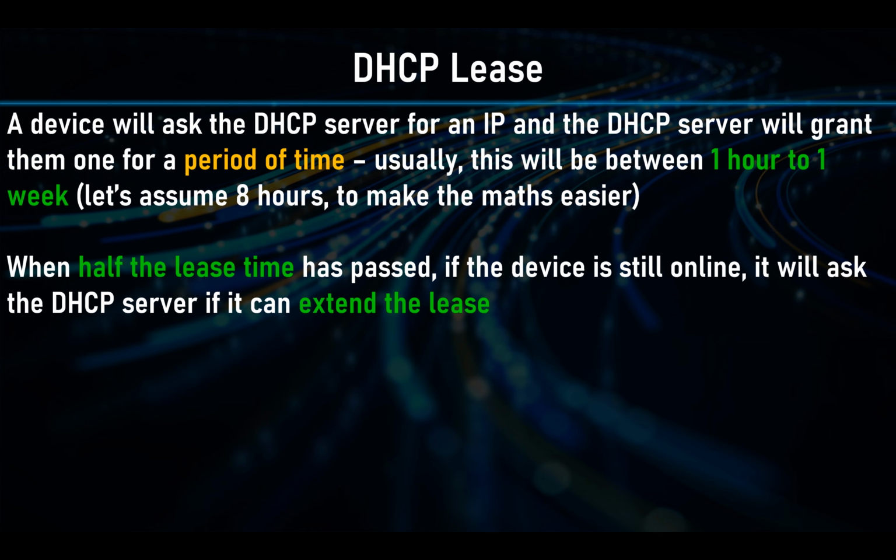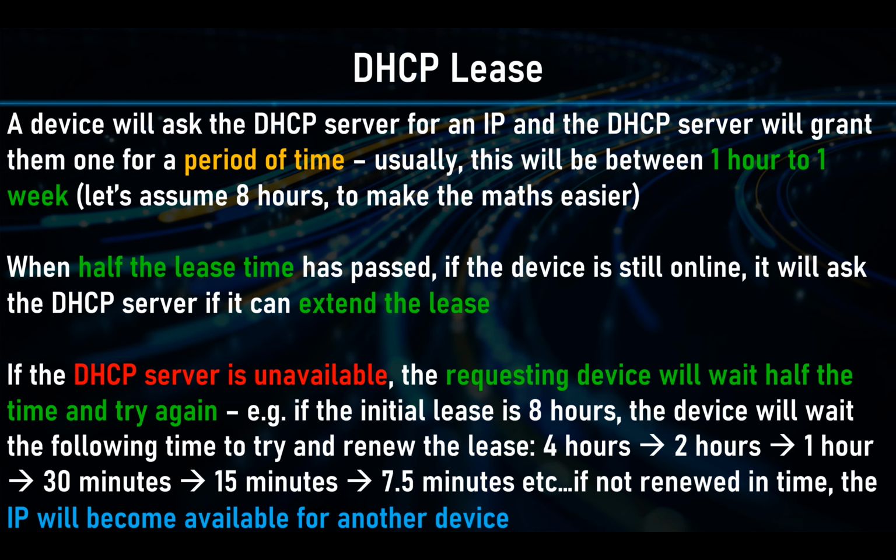I guess here we didn't really mention, although it's kind of obvious, that if the DHCP server responds yes, you can extend the lease, then it's just going to add a certain amount of time to this lease time before it has to ask again. However, if the DHCP server is unavailable, or for some other reason it has denied the request, then the requesting device will wait half the time and try again.